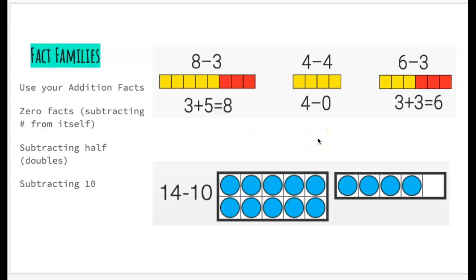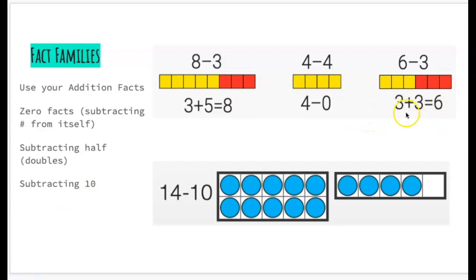Other things to observe when we're looking at subtraction is anytime we have a number minus itself, it's going to be 0. And anytime we have a number minus 0, it's going to be itself. So in this case, 4 minus 4 would be 0. And if we had 4 and we took away 0, it would be 4.